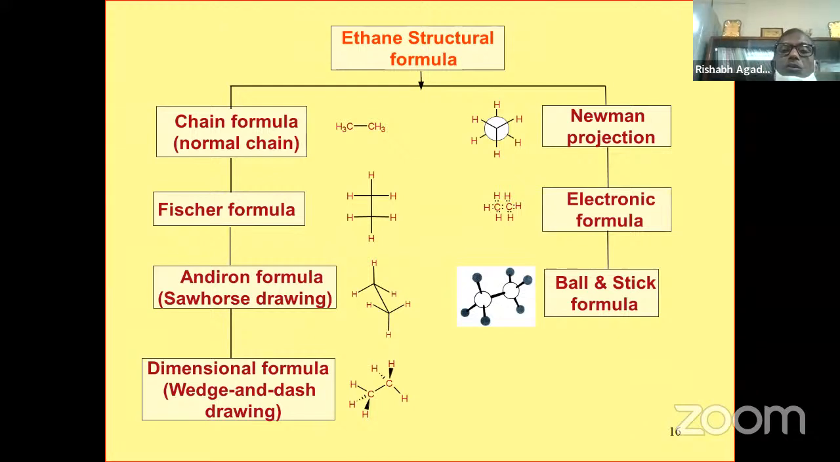And here this ethane molecule can be represented in chain form, then Fischer form, sawhorse form, then dimensional formula, Newman projection, electronic formula, and ball and stick formula. Based on that you can have the representation, and all these representations play a vital role in stability testing.